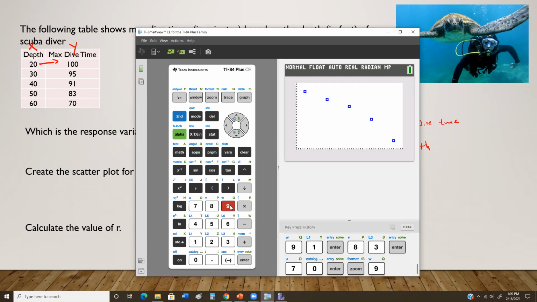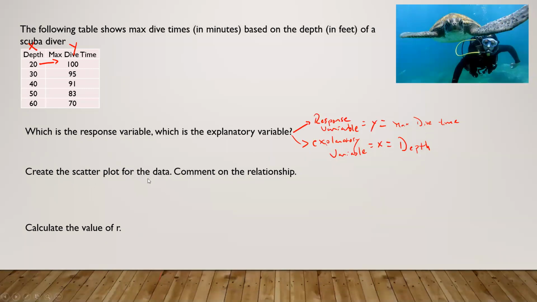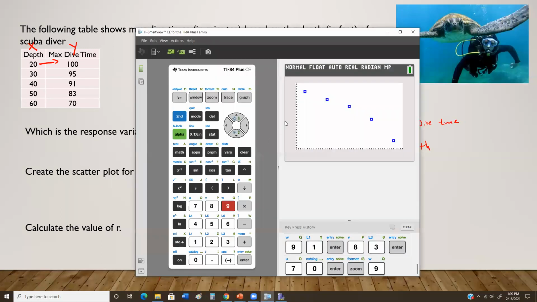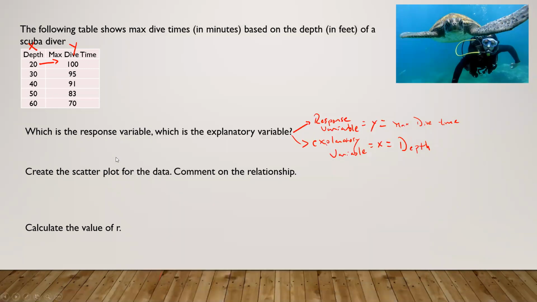So the next thing you have to do is it said, create the scatter plot for the data and comment on the relationship. So when you look at this, using some of the vernacular that we've talked about in class, does this look like kind of like a straight line? It's not perfect, but yeah. What L word kind of describes that? Linear, yep. And then Julia has it, it's sloping downward. Okay, so this looks like a negative linear relationship.